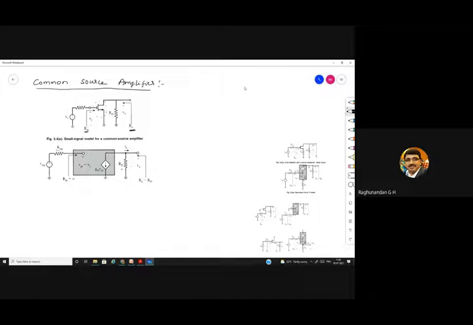So here is the MOSFET's equivalent circuit. At the input side, you can see that this is the gate terminal, this is the drain terminal, and this is the source terminal. And at the drain, we will be getting the current ID, and we consider that the current ID which is obtained at the drain will be maximum.